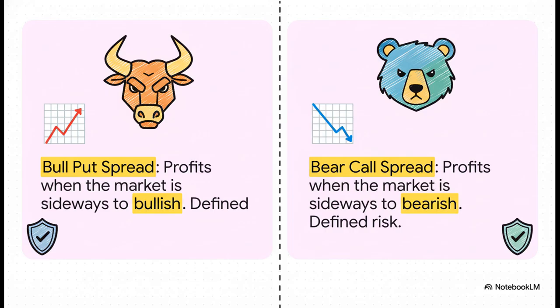Let's just zoom in on two of those for a second. The bull put spread and the bear call spread. They're pretty much mirror images of each other. See, they're both credit spreads, which means you get paid a premium to put them on, and they both have defined or limited risk. The only real difference is your gut feeling about direction. It's a perfect example of picking the right tool for your specific view of the market.